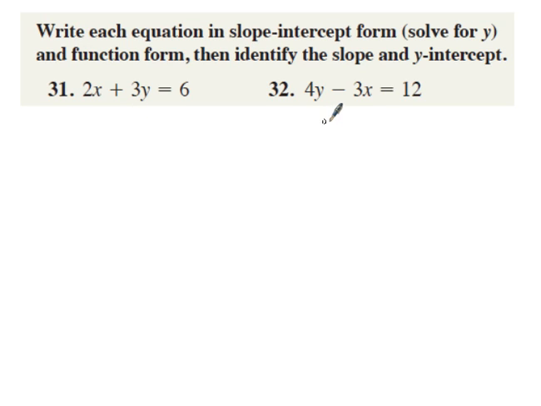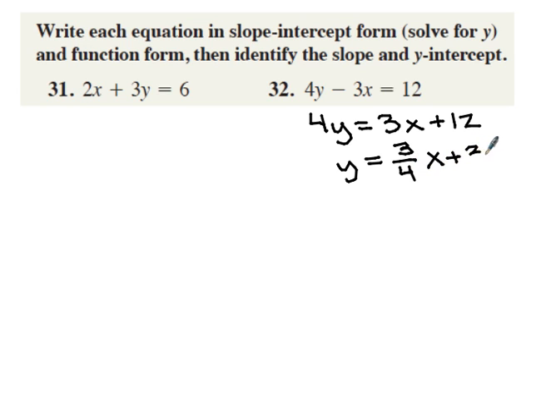So number 32 is our example again. We'll end up with 4y equals 3x plus 12. When we divide both sides by 4, y is going to equal 3/4 x plus 3. So now we have our new slope, which is 3/4, and our y-intercept, which is 3, or the coordinate point (0, 3).